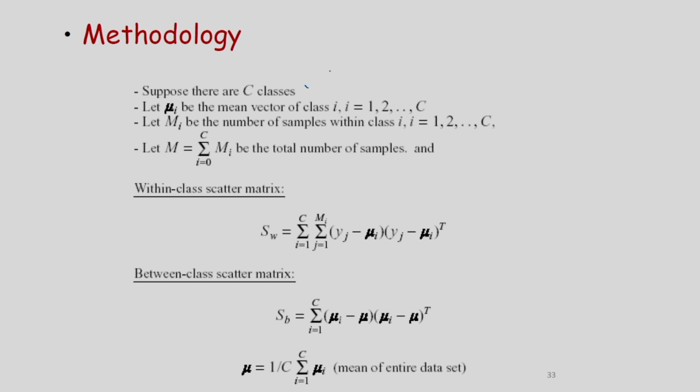Suppose we have C number of classes. This mu I can determine, that is the mean vector of the class. So I have C number of classes, and I am also considering mi number of samples within a particular class. From this I can determine the total number of samples: m is equal to the summation from 0 to C of mi. Here mi is the number of samples within class i, and from this I can determine the total number of samples.